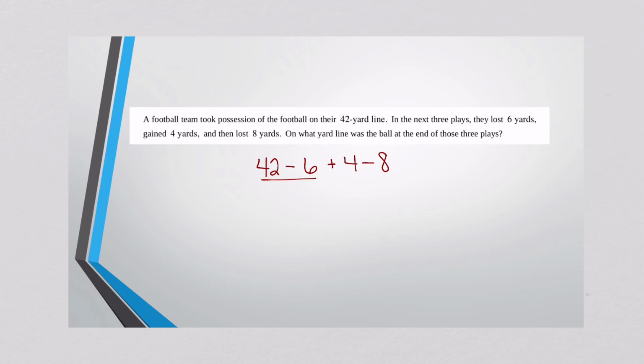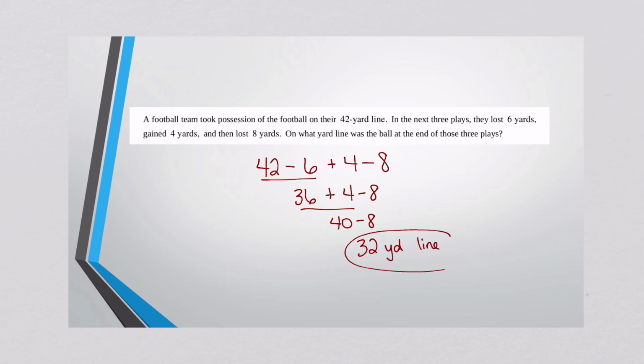So I would do 42 minus 6 is 36. Okay, now we need to do 36 plus 4, which is 40. And now I'm going to do 40 minus 8, which is 32. So now we are at the 32 yard line.